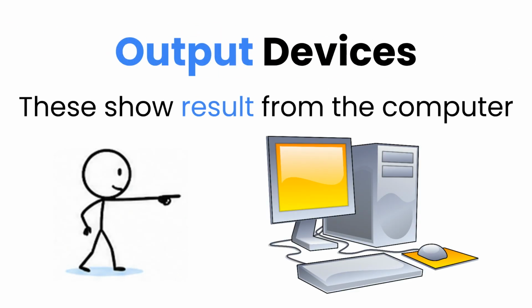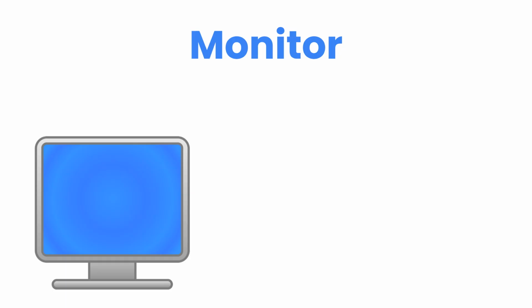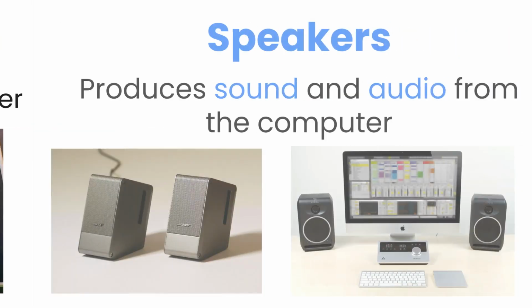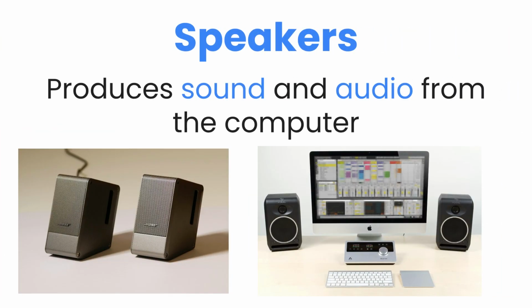Next, let's look at output devices. These show the result of the computer's processing back to the user. The monitor is a key output device. It displays everything you see on the computer screen. Speakers are output devices that produce sound and audio from the computer, letting you hear music, notifications, and more.